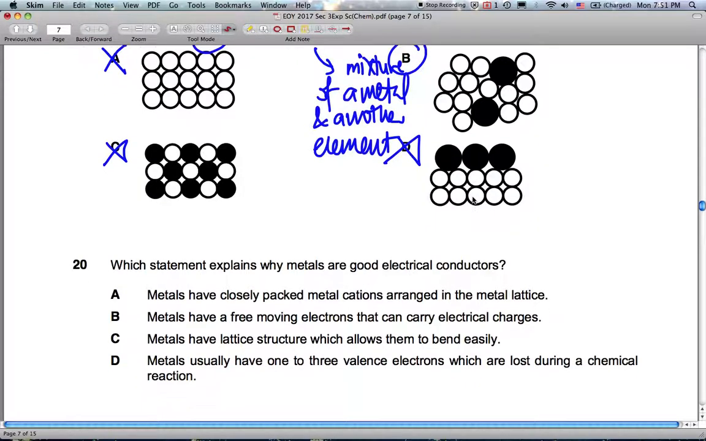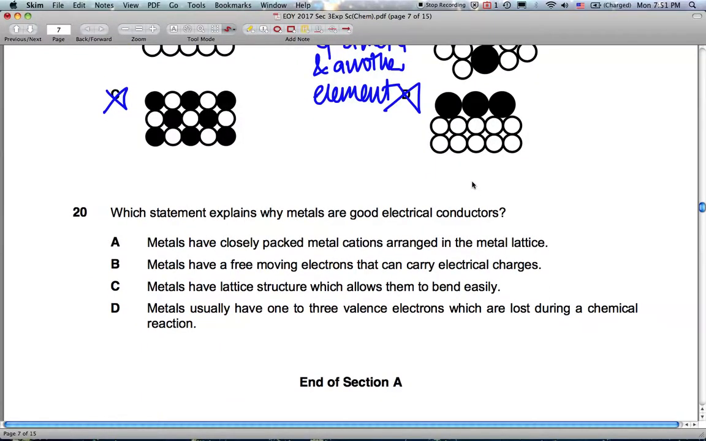Okay, question number 20, our last question for section A. Which statement explains why metals are good electrical conductors? Just now we talked about why ionic compounds are good electrical conductors in aqueous and molten state. It's because their ions are free to move. However, in metals, it is the electrons. It is the electrons that are responsible for conducting electricity.